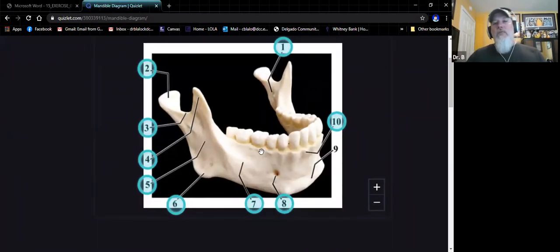We said that these ridges right here, those were the alveolar processes. We said number 9, even though we did it already once before, I don't know why it's not circled there. That is the mental protuberance. We said number 8 was our mental foramen. Now we do have another foramen, back over here, kind of in the corner. That is the mandibular foramen.